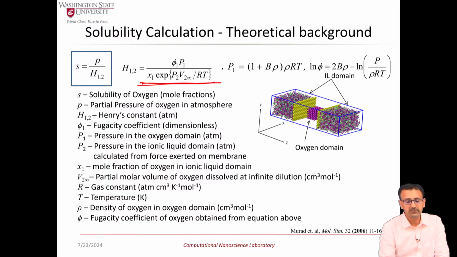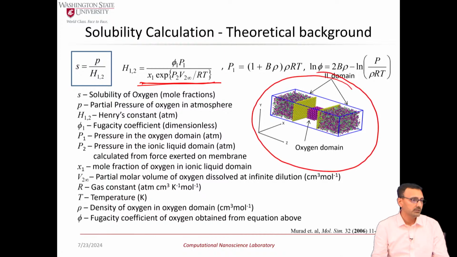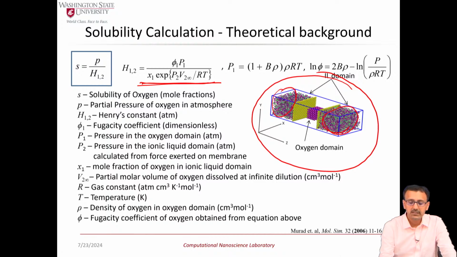So, here is an expression for Henry's constant using a setup such as this. We have an ensemble, we were talking about ensembles. Our ensemble or collection of atoms in this system is a set of ionic liquid molecules, which are shown here. On both sides of this, we have a semi-permeable membrane separating the ionic liquid from oxygen molecules. The semi-permeable membrane allows oxygen molecules to diffuse through that membrane into the ionic liquid, but it would not let the ionic liquid diffuse to the other side. So, that is why it is semi-permeable.